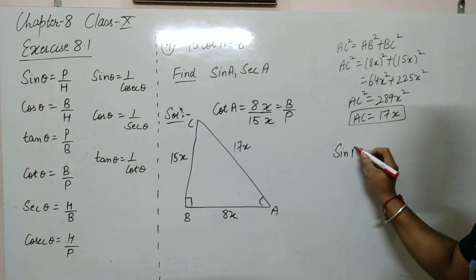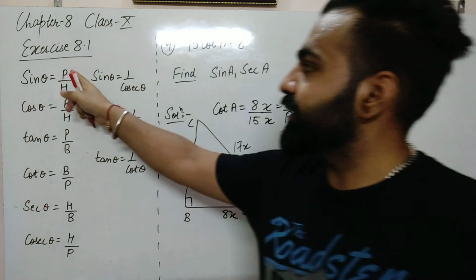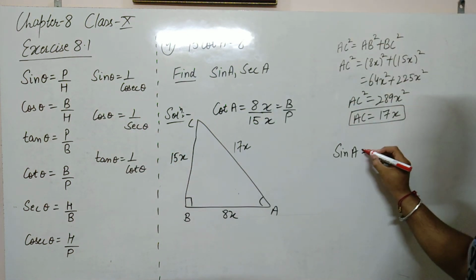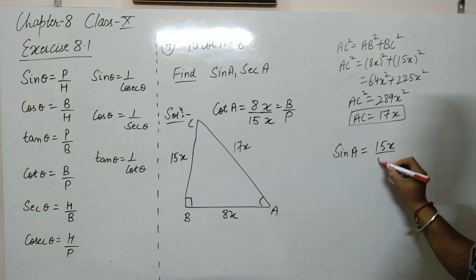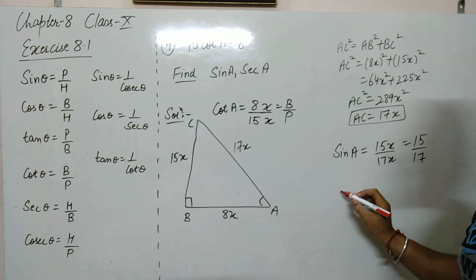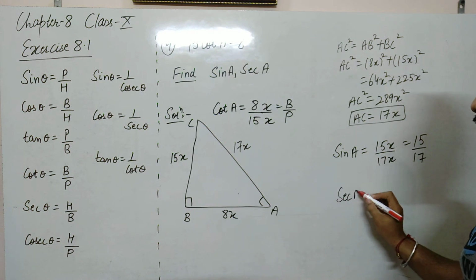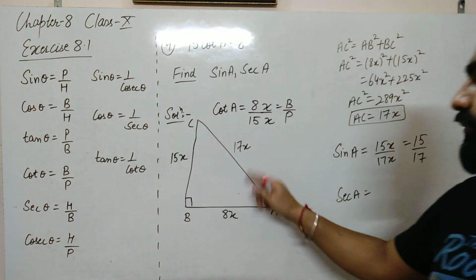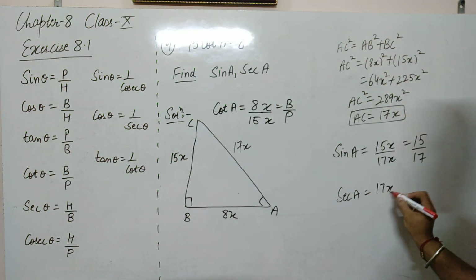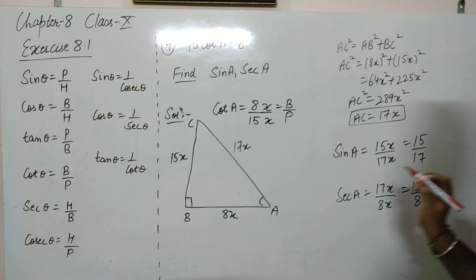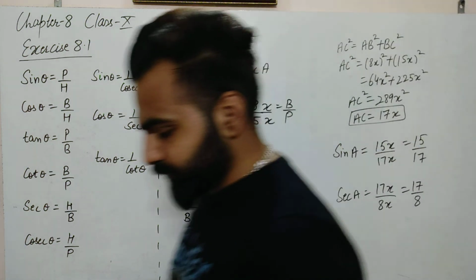Sin A. What is sin A? Sin is P by H. So what is P? P is 15x by 17x. This is 15 by 17. And next is secant A. What is secant? Secant is H by B. That means 17x by 8x. This is 17 by 8. So this was question number 4.